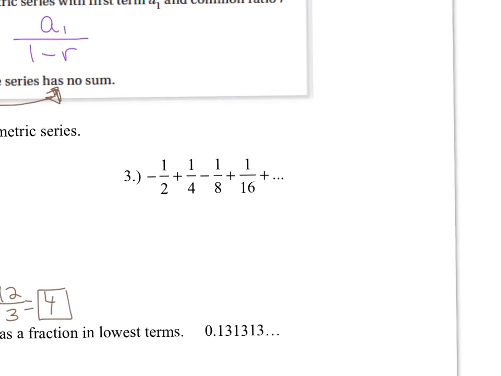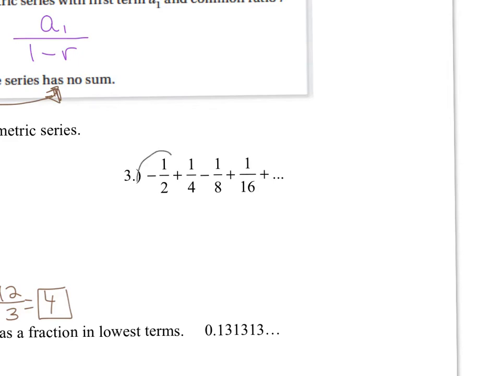Number 3. This one we have to take a little bit of work to figure out what the ratio is. So first of all, it's pretty easy to find a sub 1. So a sub 1 is negative 1/2. And if you look at the ratio, they are multiplying by negative 1/2 to get the next term. So negative 1/2 times negative 1/2, when you multiply those, you get 1/4. You multiply 1/4 times negative 1/2, you'll end up with negative 1/8. So our ratio here is negative 1/2.